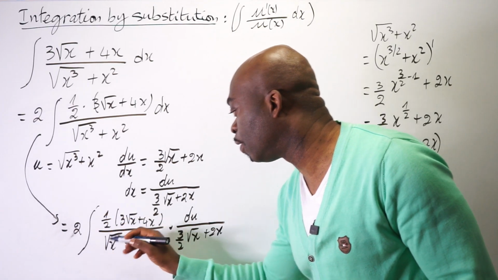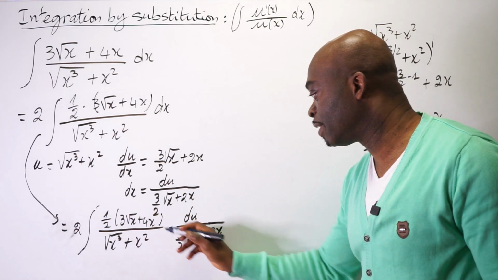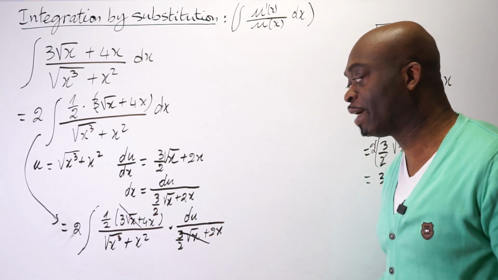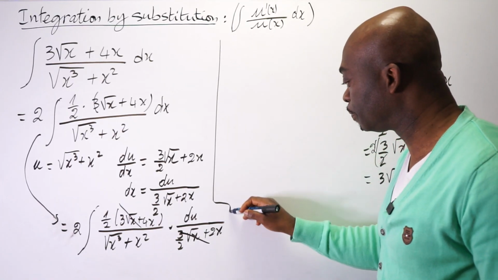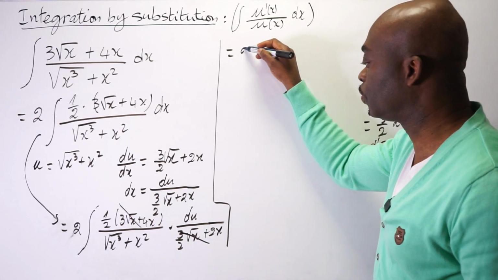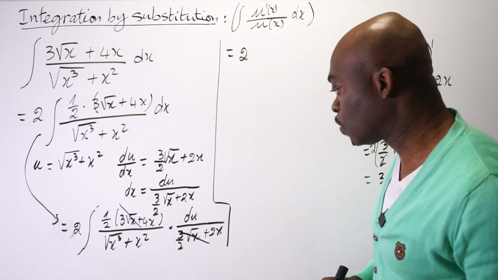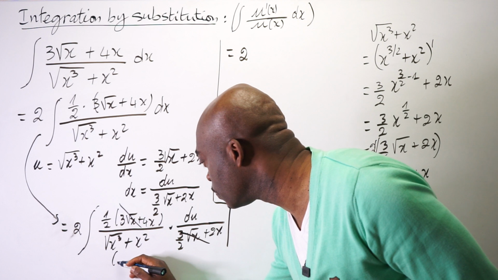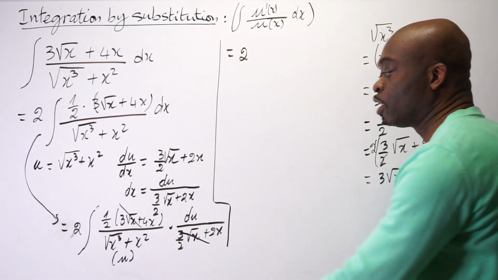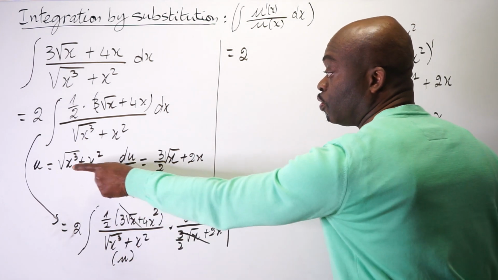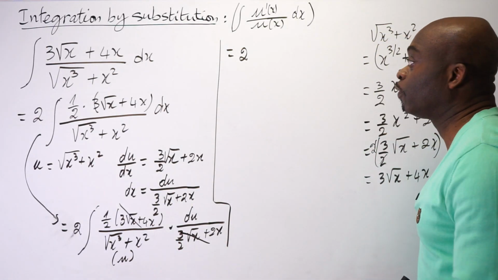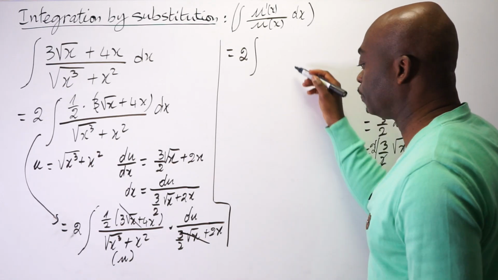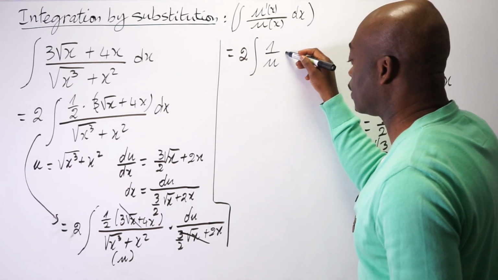So we have the integral of this whole thing. What's going to happen? The numerator is just the same thing as the denominator of dx, so we can simplify this. This is then equal to 2, and let's not forget, the bottom piece, the square root of x to the third power plus x to the second power, is u. This is how we set it up, so you have to be careful. Then we continue: 2 times the integral of 1 over u du.